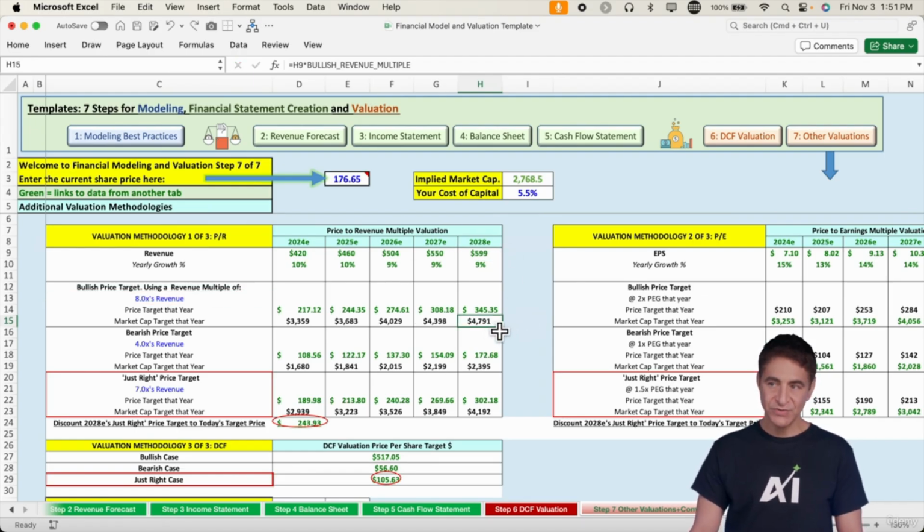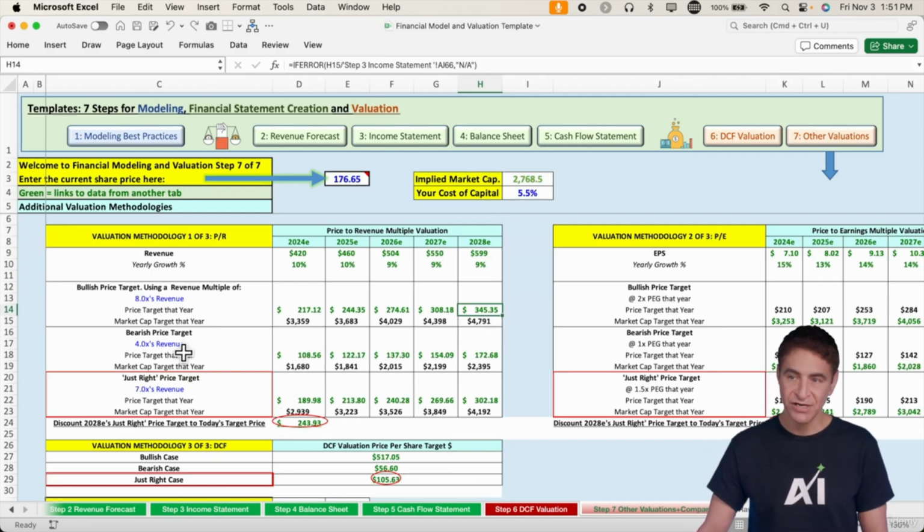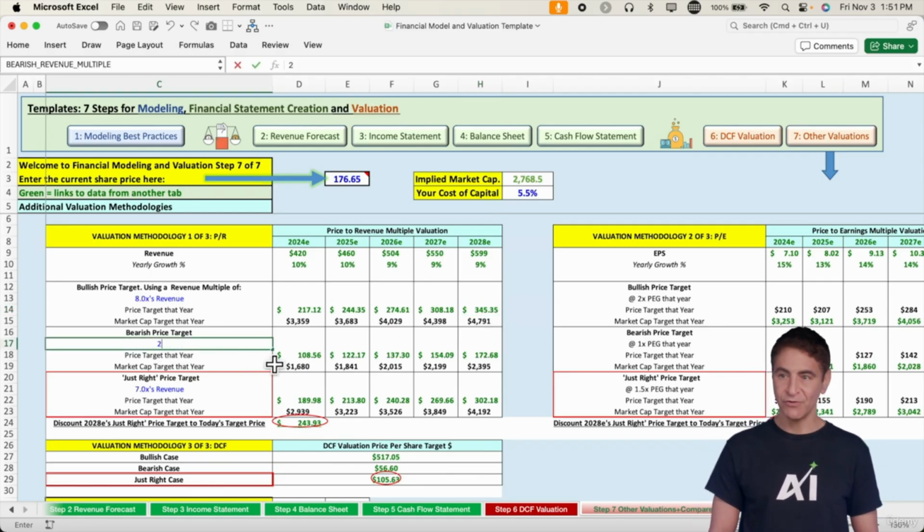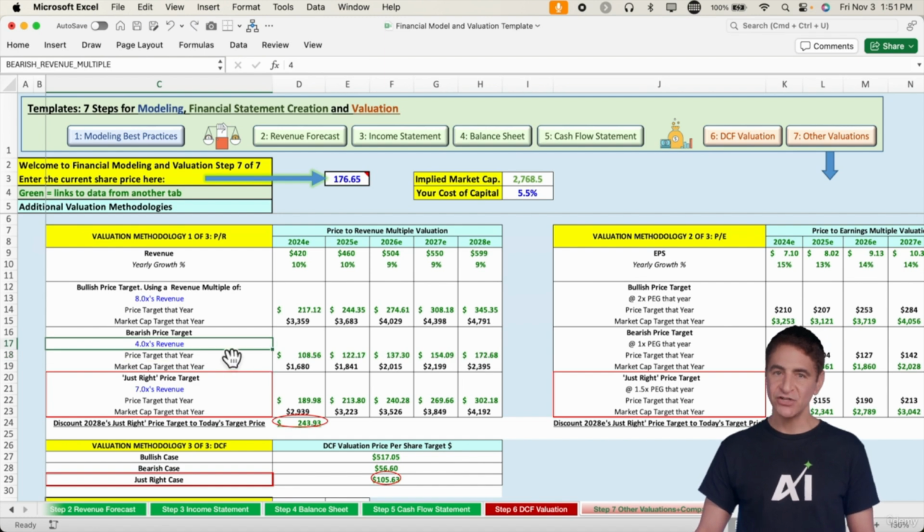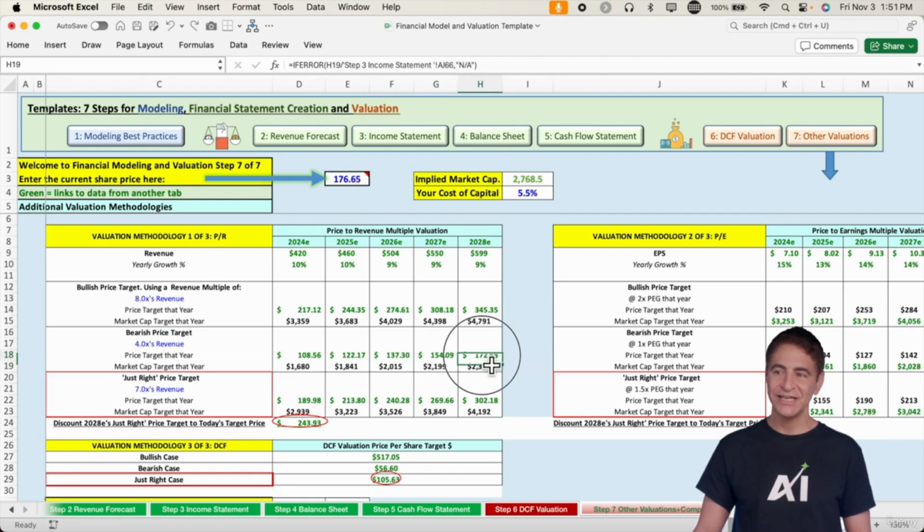And then what we do is we take the market cap divided by number of shares to get the price per share. We do the same thing for a bearish price target. You can even make the number lower if you want to. A bearish price target using a lower price to revenue and do the exact same calculation. You can always double click for more details on how I calculate each one of these.